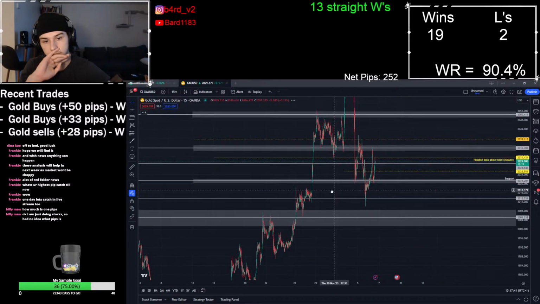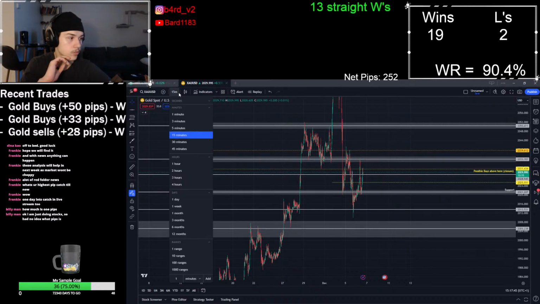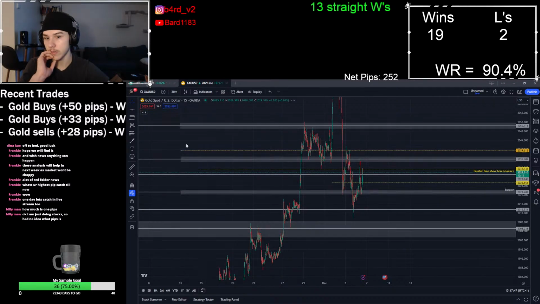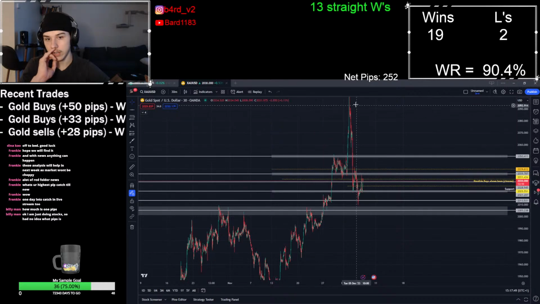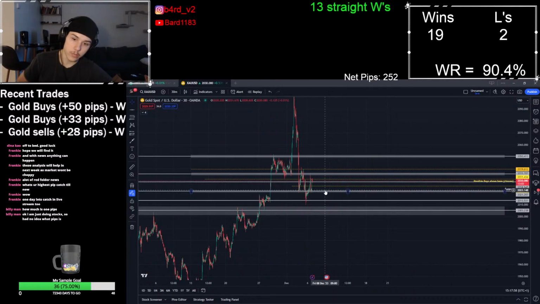If we zoom out, this is still a lower high. So we have still not broken structure, right? If we zoom out here on the 30-minute, you can see that we made a lower high, lower low, lower high. Now can we make a lower low? That's the point, because we have not broken structure.